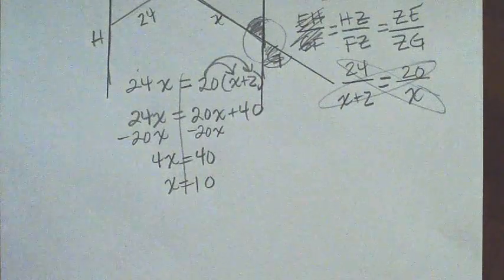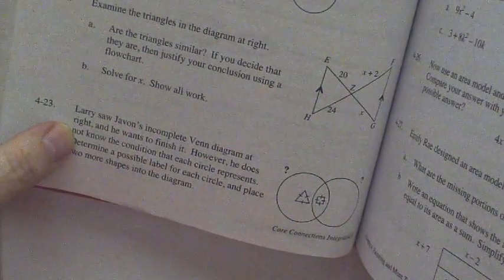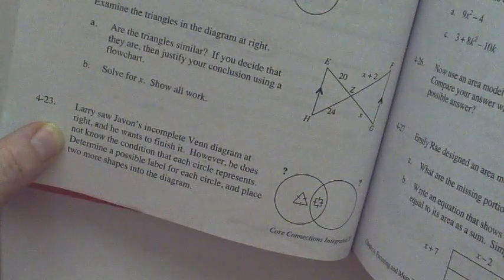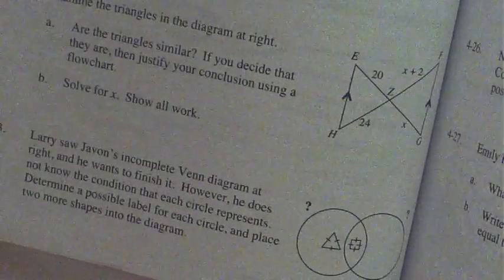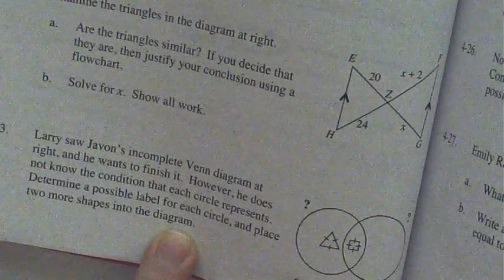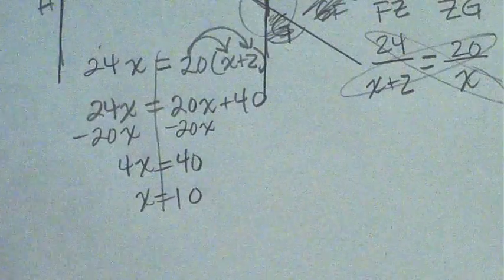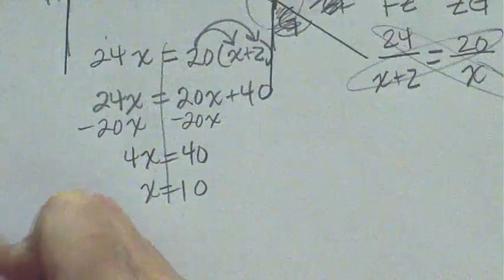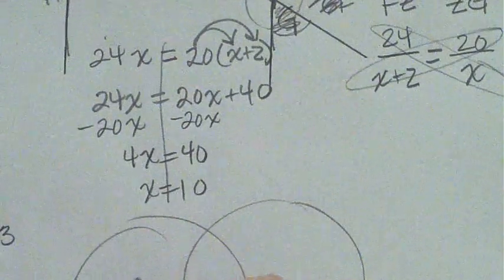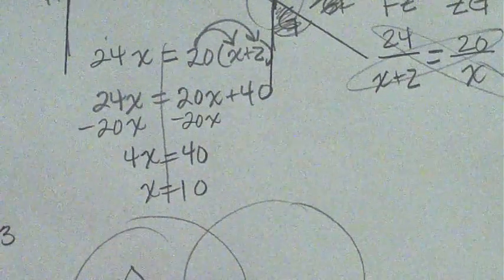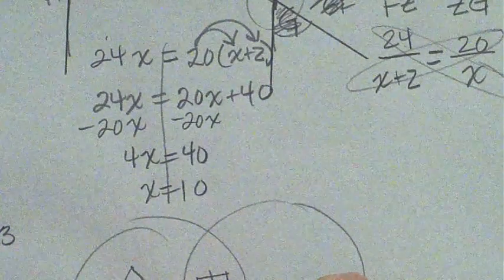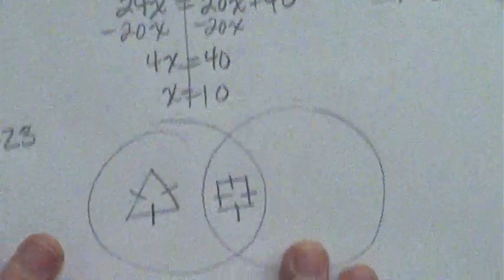Okay, last question. Larry saw Javon's incomplete Venn diagram at right and he wants to finish it. However, he does not know the condition that each circle represents. Determine a possible label for each circle and place two more shapes in the diagram. So let's quickly sketch what he has. He has an equilateral triangle in this circle, and he has an equilateral quadrilateral in the intersection.